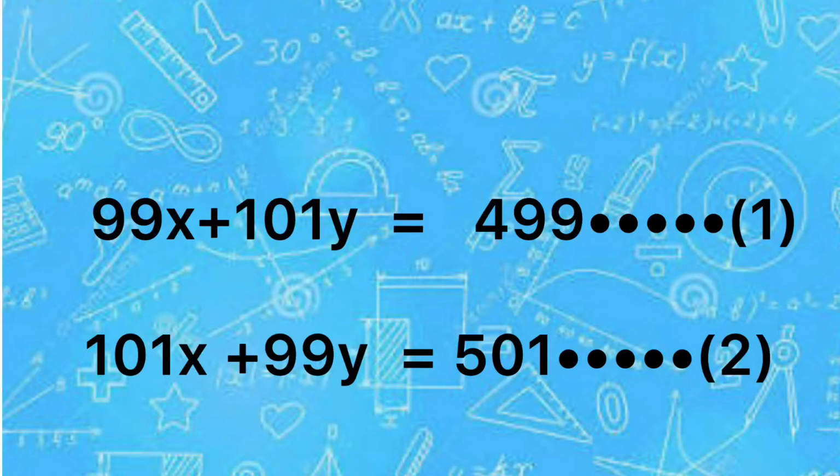Now children, you can see that coefficient of x in equation number 1 is 99, but in equation number 2 the coefficient of y is 99. In the same way, coefficient of y in equation number 1 is 101, but it becomes the coefficient of x in equation number 2. So coefficients are interchanging in both the equations. So in these kind of questions, what shall we do children?